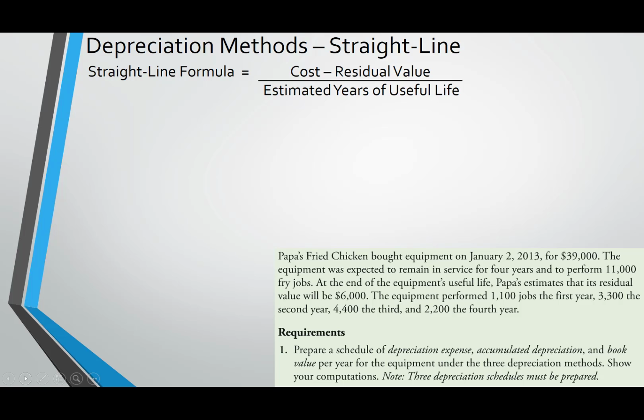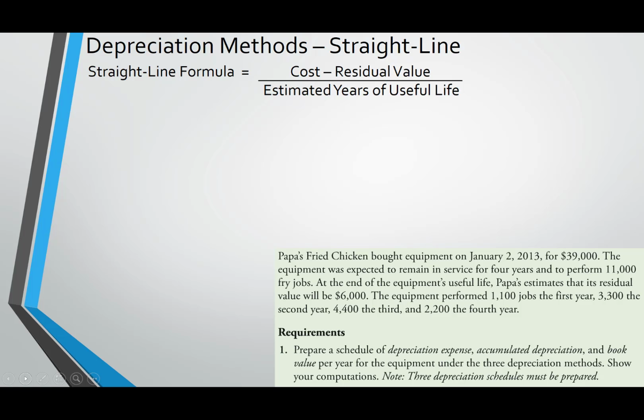Remember, residual value is what we estimate the asset to be worth once it's fully depreciated. And our residual value needs to be our final book value at the end of its useful life. We can never go below the residual value at the end of its useful life. Now, remember, in this problem, we know we have a cost of $39,000.